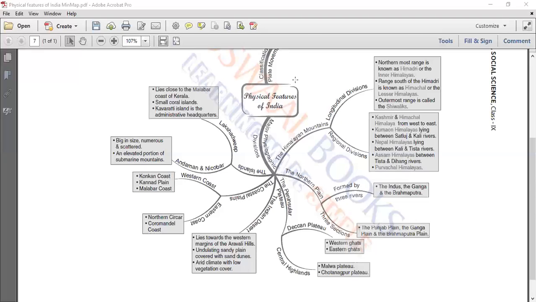Then we went to the islands. We learned about the Lakshadweep Islands and the Andaman and Nicobar Islands. Lakshadweep Islands lie close to the Malabar coast of Kerala. They are a group of small coral islands, and Kavaratti Island is the administrative headquarters. And in Andaman and Nicobar, we saw that it is big in size. There are numerous islands and they are scattered. And it is an elevated portion of submerged mountains.